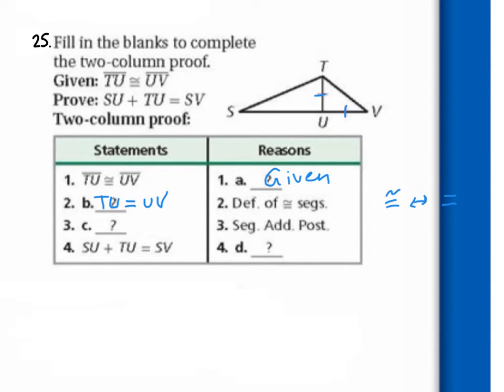The reason for step 3 says we're going to use the segment addition postulate. What's the segment addition postulate? Would it be segment TU plus segment UV? Oh. What's the segment addition postulate?